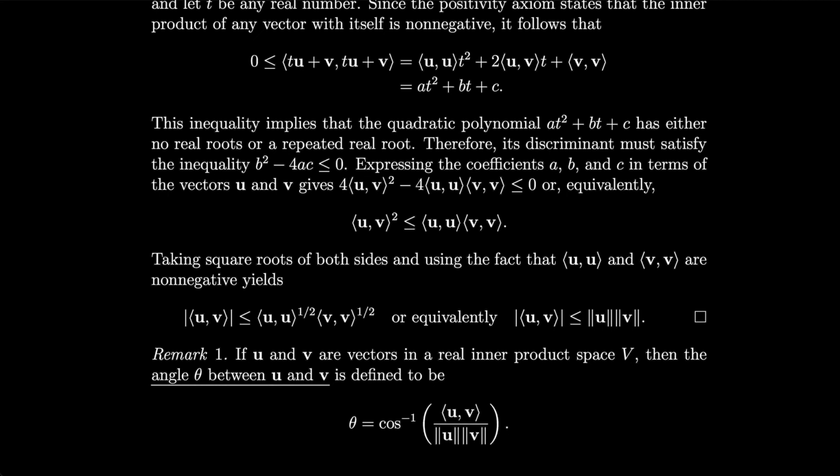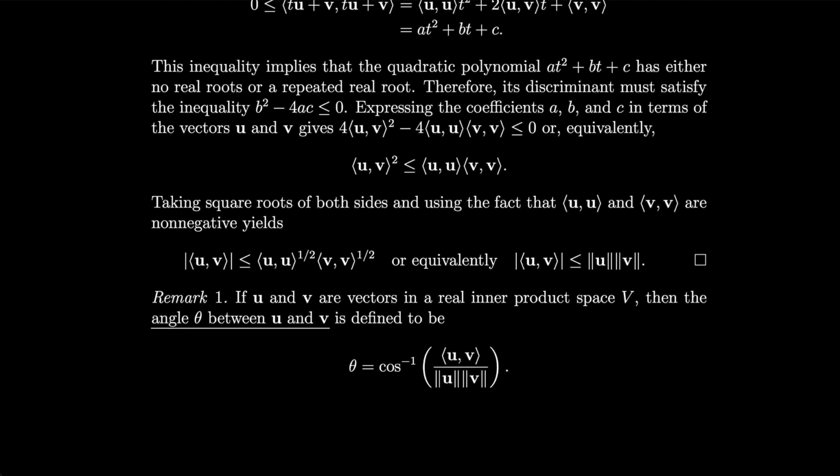If u and v are vectors in a real inner product space V, then the angle theta between u and v is defined to be the inverse cosine of the inner product of u and v over the product of their lengths. Very similar to what we saw before with the dot product definition for the angle. Now we just have extended it to the more general real inner product space V.